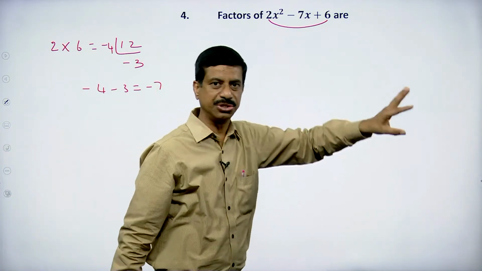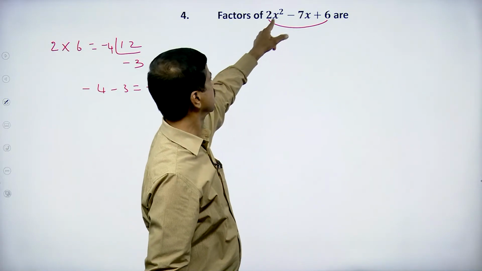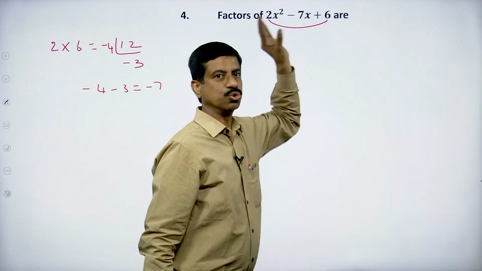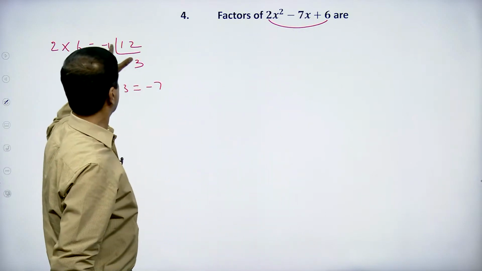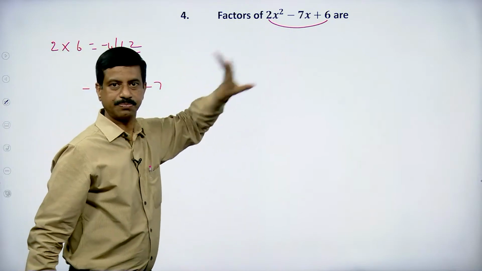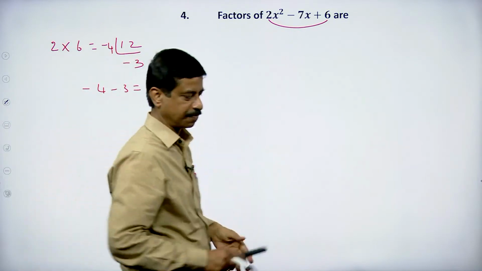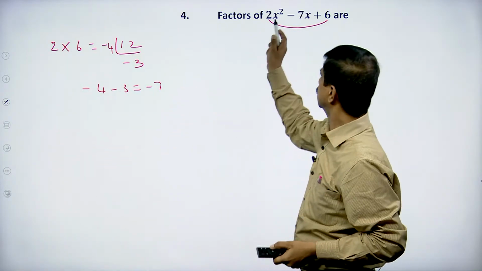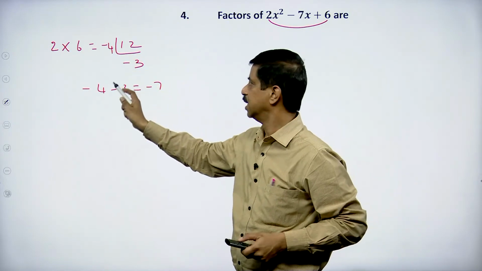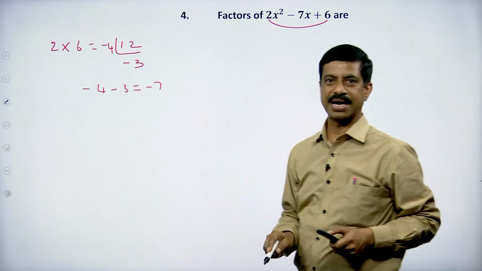Therefore, always you should take x square coefficient and the constant and multiply them to get a number. Take factors for this, on adding which you will get the middle term. Right, children? This is the process. So, if you look at this, 2 into 6 is 12. Factors for 12 are minus 4 into minus 3. If you add minus 4 and minus 3, you will get minus 7.